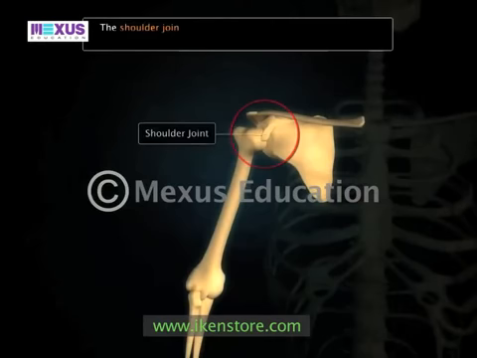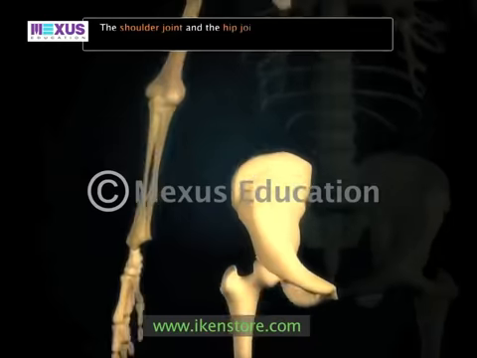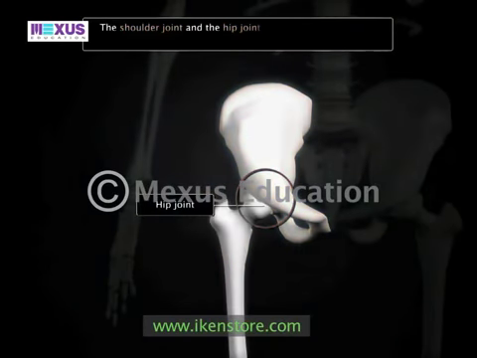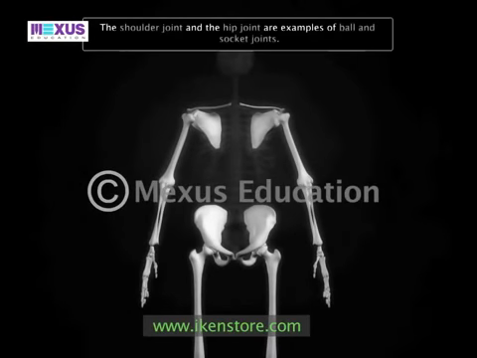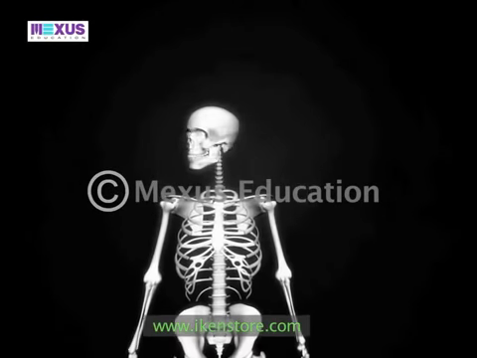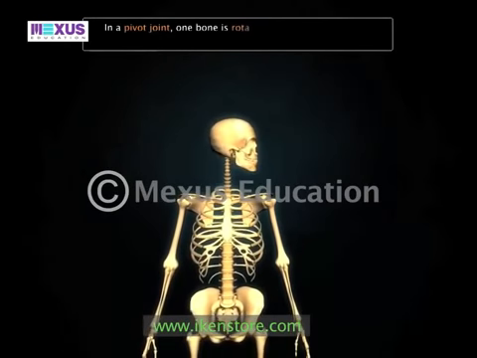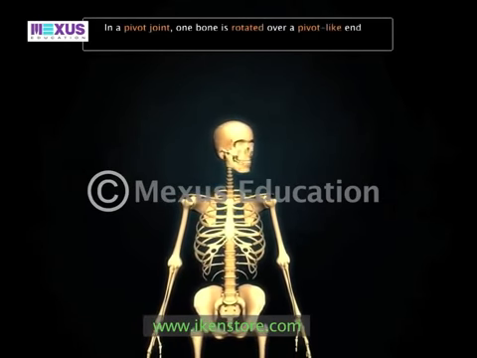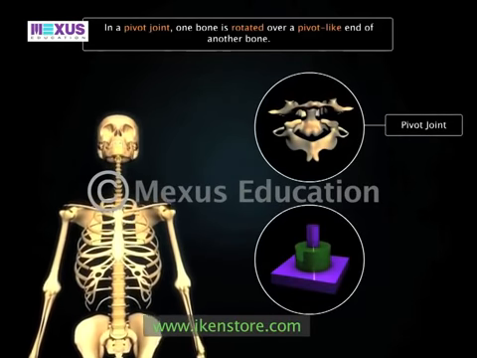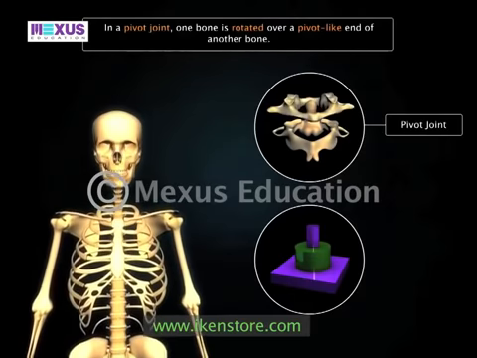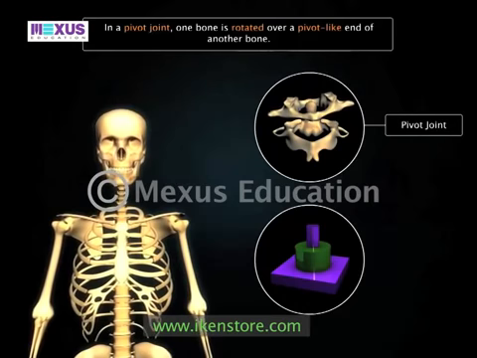The shoulder joint, where the humerus fits into the glenoid cavity, and the hip joint, where the femur fits into the acetabulum, are examples of ball and socket joints. In a pivot joint, one bone is rotated over a pivot-like end of another bone. For example, the pivotal joint between the atlas and the skull allows us to move our head in different directions.